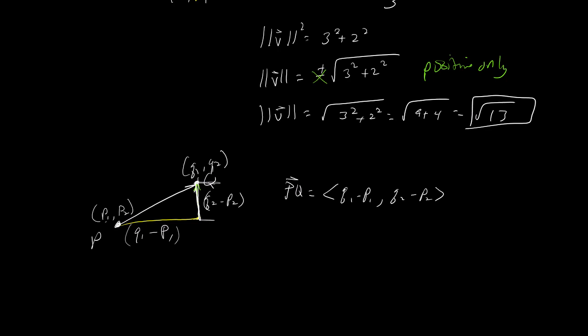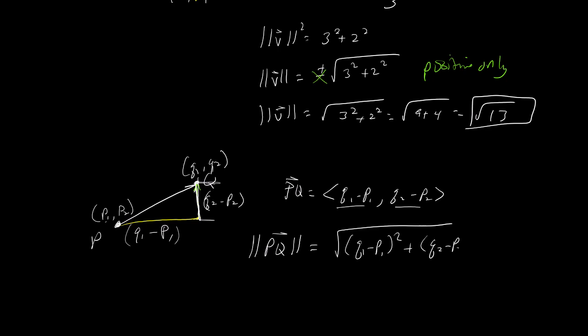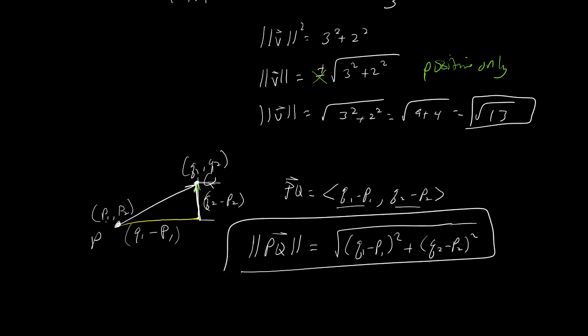All right, so there we have it. Those are the lengths of the x component and the y component. Those are their magnitudes. So if we want to find the magnitude of vector PQ, we can use these components to say, well, that's equal to the square root of the x component squared plus the y component squared. And there we have the magnitude of any vector PQ.